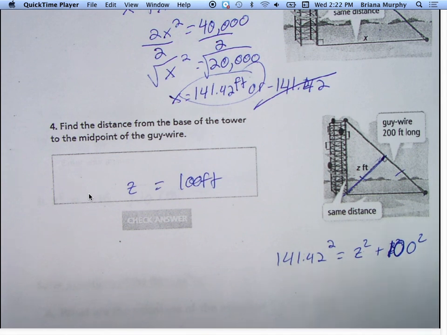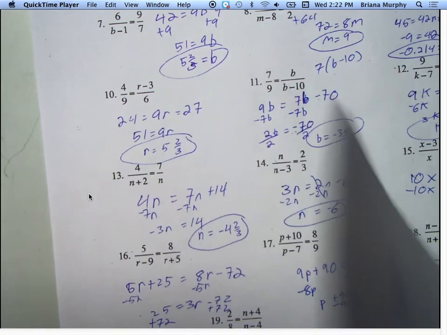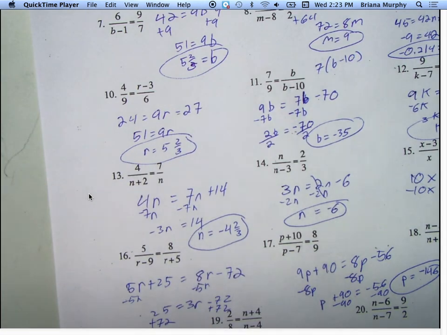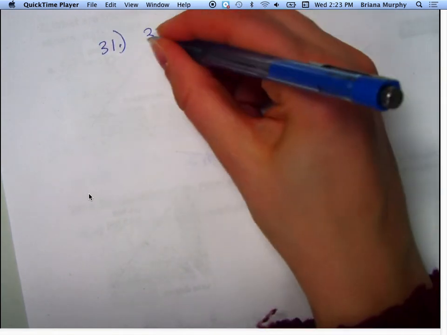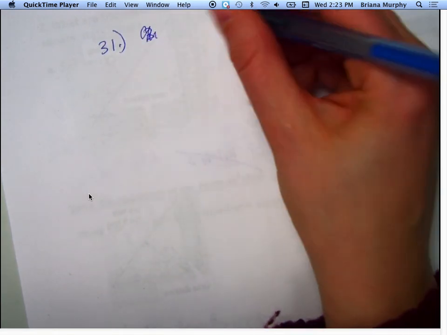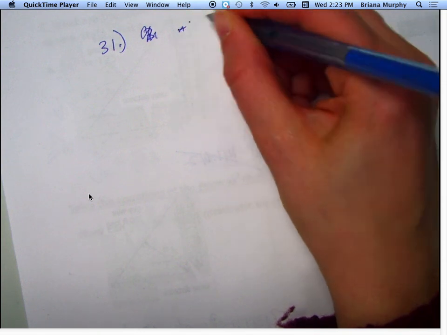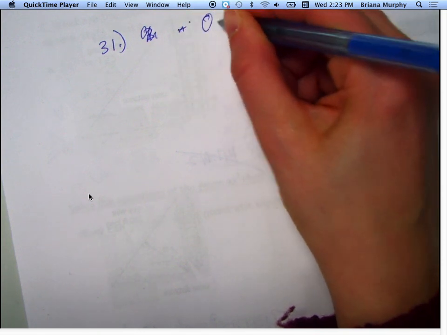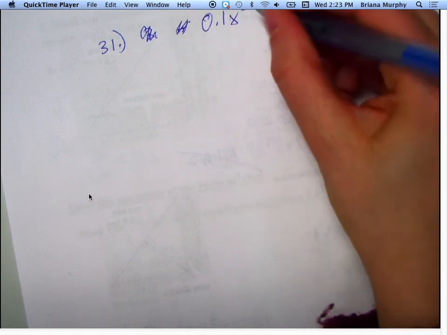Okay, homework is page 380, 23 through 38. I have a question about the homework. Why don't you just give it to me and we'll do it together. Number 31. Which says what? It's 0.1 x squared equals 100.